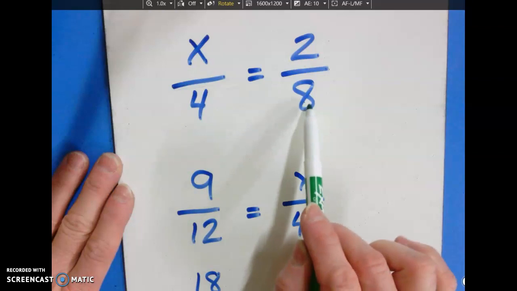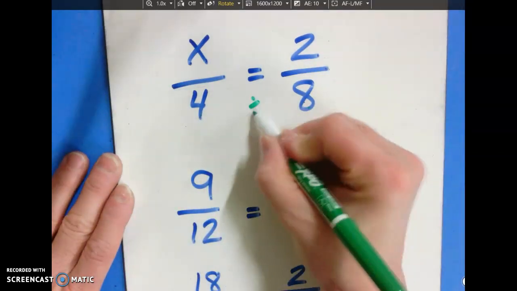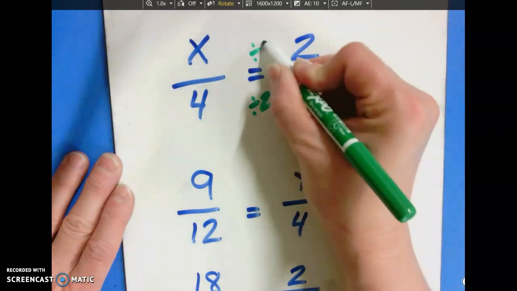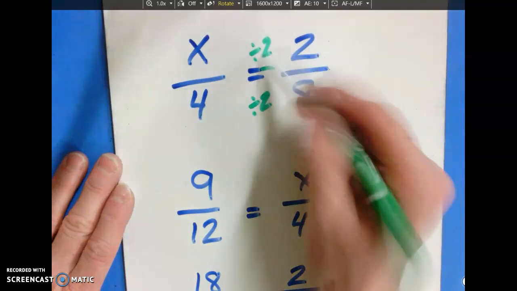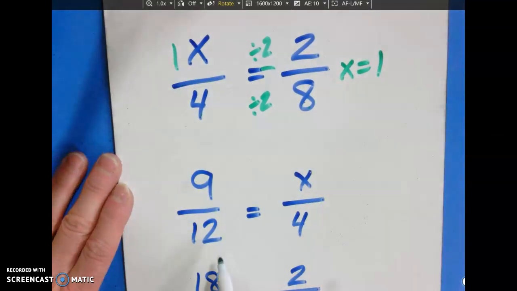I know the eighths. How do I get down to 4? Remember, in my mind, I'm dividing by 2. Whatever I do in the denominator, I have to do in the numerator. There's my fancy 1, 2 over 2. 8 divided by 2 is 1. X equals 1.